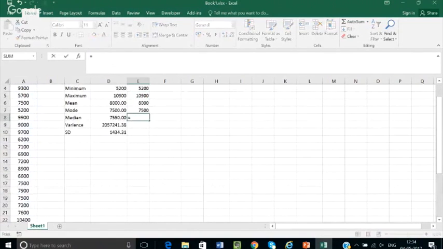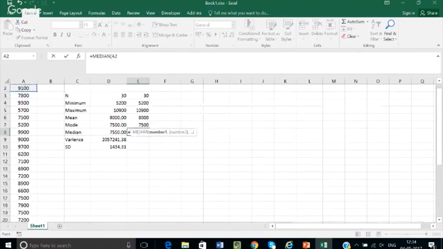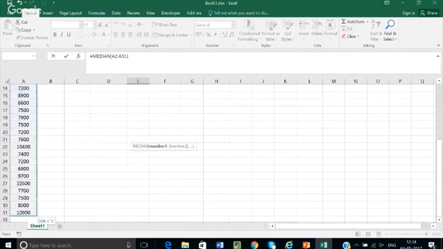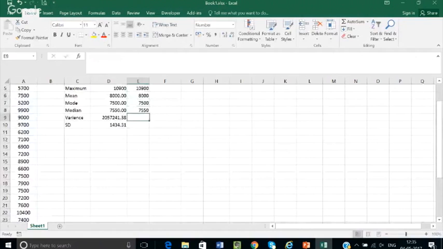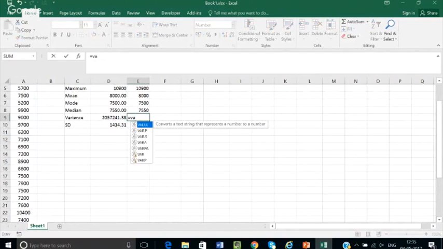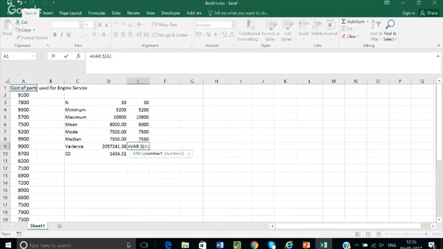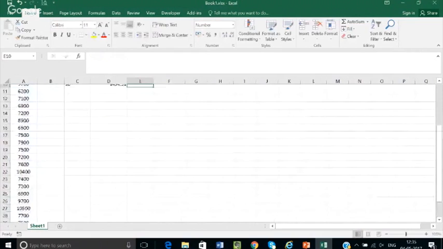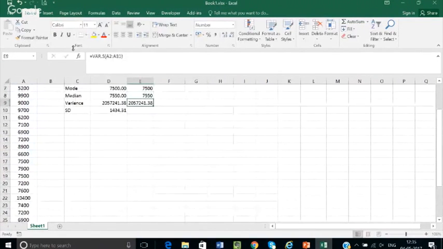Then the median. It's equal to median. Okay, this is the median. Now we have to calculate the variance. So equal to variance. Variance sample is there. You can use either population or sample, there is no difference. Select the range, and we will get the variance of this series.